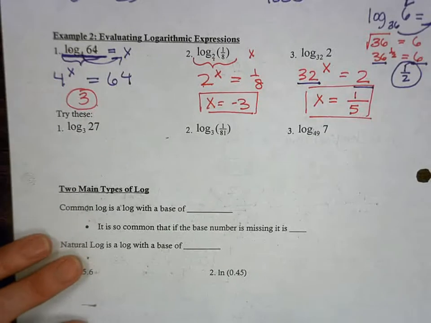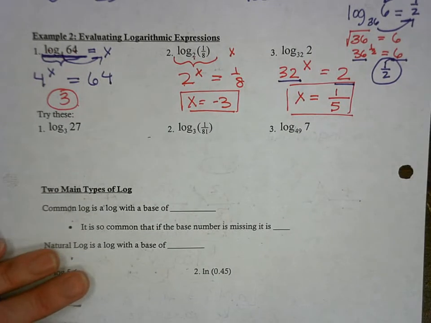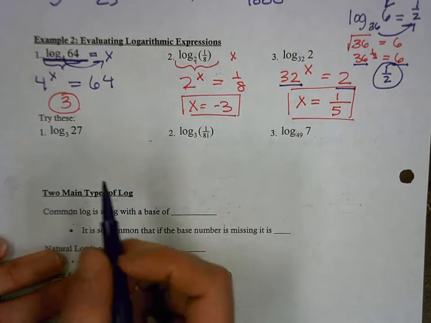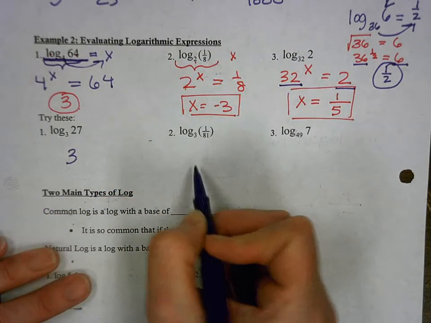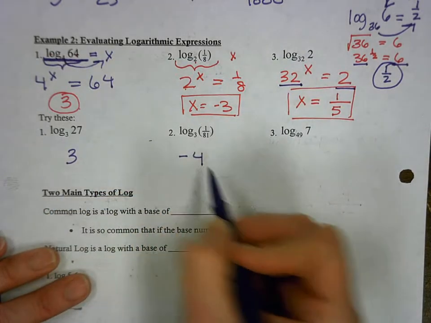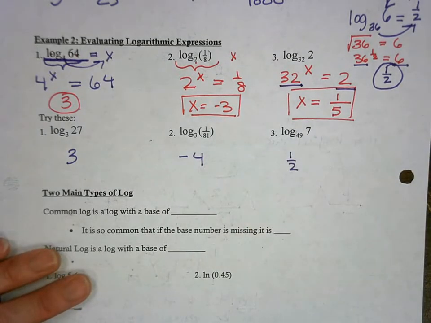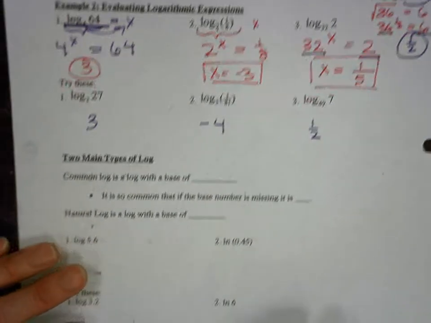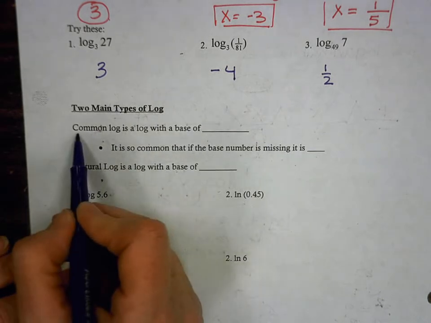All right, I want you to try these examples, 1, 2, and 3 down here. Do that, stop the tape, and see how you do. All right, your answers should be, hopefully you stopped the tape, 3, -4, and 1/2. Did you get those answers? If not, look at the examples above and see where you went off.